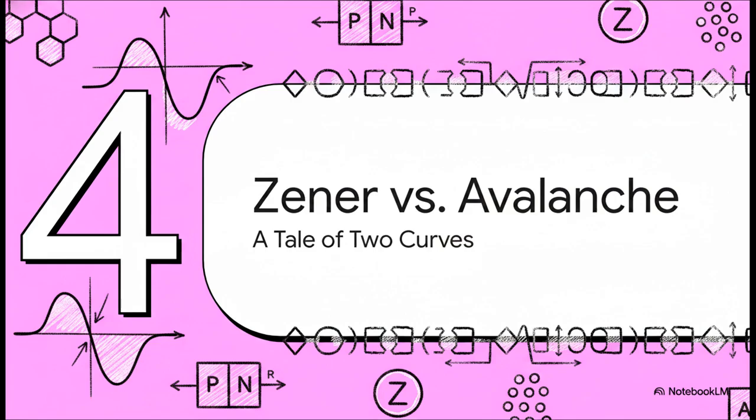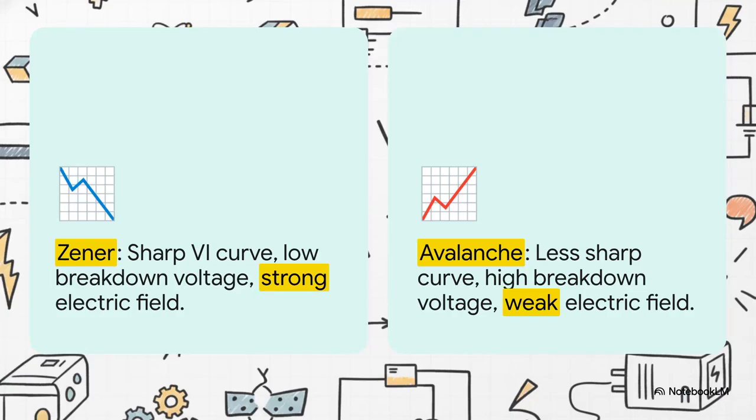All right, Section 4, Zener versus avalanche breakdown, a tale of two curves. In semiconductor physics, there are really two main ways a diode breaks down in reverse bias. With a Zener breakdown, that ultra-thin layer creates a massively strong electric field, tearing electrons free with barely any effort at all. This results in a very sharp, sudden drop on the voltage-current curve at a remarkably low voltage.